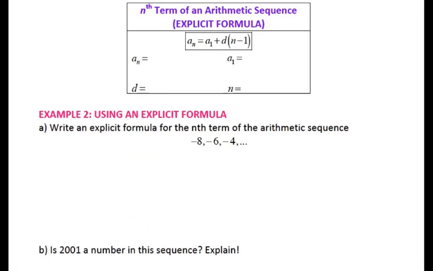Now, let's say I wanted to find any term for the sequence. So I wanted to find the 50th term. It wouldn't make any sense at all to list all 50 terms. So instead, what we can do is we can use the explicit formula. The explicit formula is used to find any term.